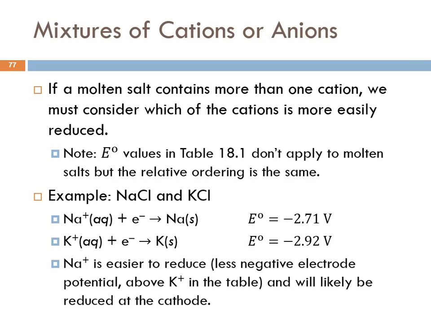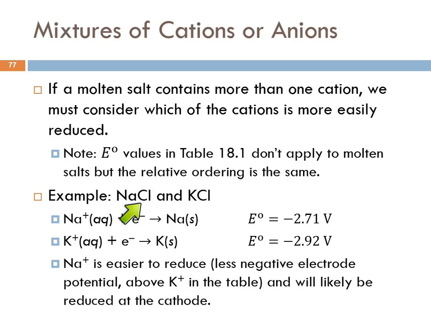What if we have mixtures of cations or mixtures of anions? Still a molten salt. Let's look at the situation where the molten salt has more than one cation. We have to consider which cation will be more easily reduced. So it's important to note that the standard electrode potentials in table 18.1 do not apply to molten salts. You can't use those numbers because those are for everything in their standard states. So solids and liquids are in their natural state, gases would be at a pressure of 1 atmosphere, and anything in solution would be 1 molar. So we can't use the numbers, but the relative ordering is the same. So we can still use this to predict what's going to happen.